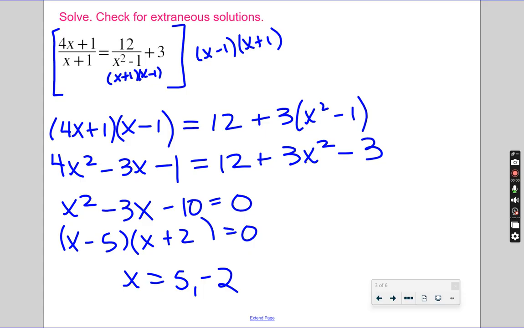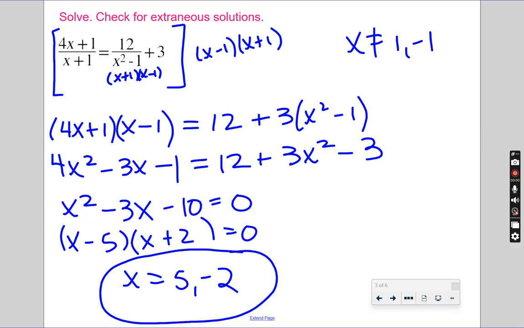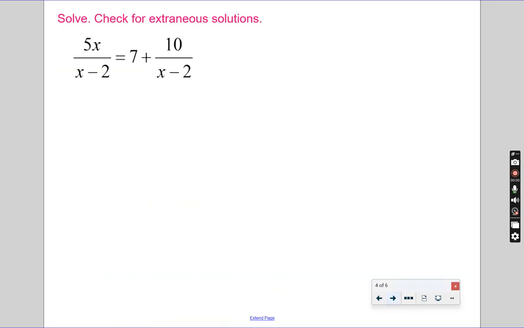But wait, before we circle our answer, what are our excluded values? What can x not be? 1 and negative 1. Was that an answer we got? We cross it out. So if negative 2 had been one of the answers here, I would just cross it out and say only x was 5. If we got both of these numbers, we would say no solutions. So if you have to cross out everything, that's what you do.